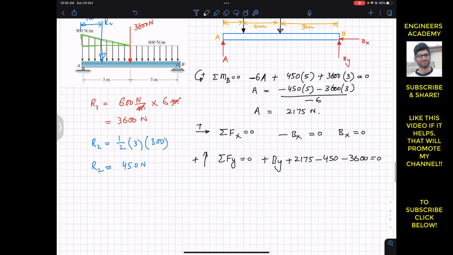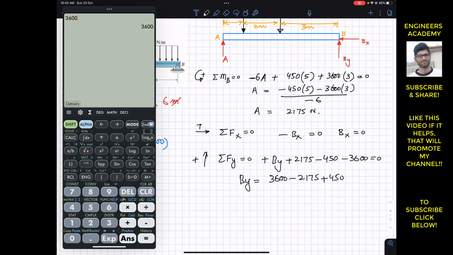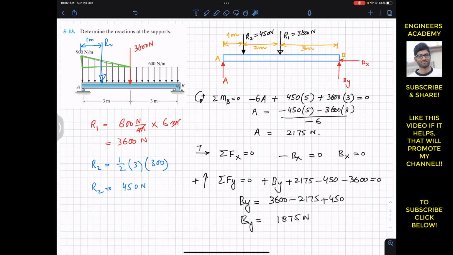Now from this we can say that By is equal to 3600 minus 2175 plus 450. This gives me By equals to 1875 Newtons. So this is the solution of this particular problem. The support reaction at A is 2175 Newtons, and we can say that this is 2.17 kilonewton. And the support reaction at B in the x direction, that is in the horizontal direction, is 0, and in the y direction is 1875 Newtons. So this is the solution of this particular problem.